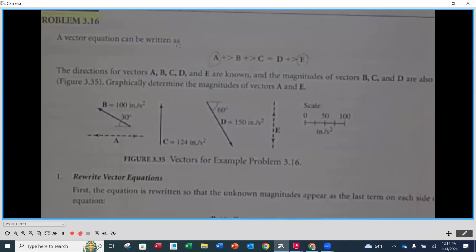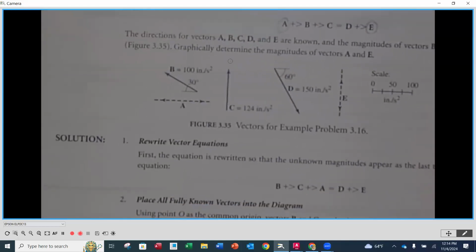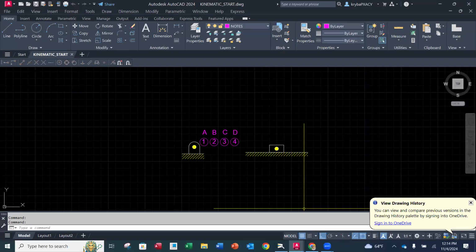Now, first things first, just like we did for the other vector diagrams that we did for adding and subtracting, we're going to first start out by representing each one of these vectors in AutoCAD. And then we're going to move them around to add and subtract to satisfy our equations. So what I'm going to do is head over to AutoCAD. If you haven't done so already, you want to open up AutoCAD, and then open up your start file.